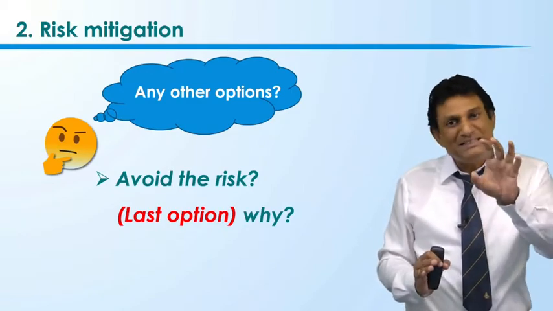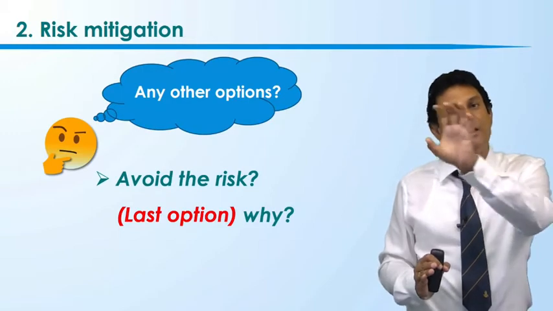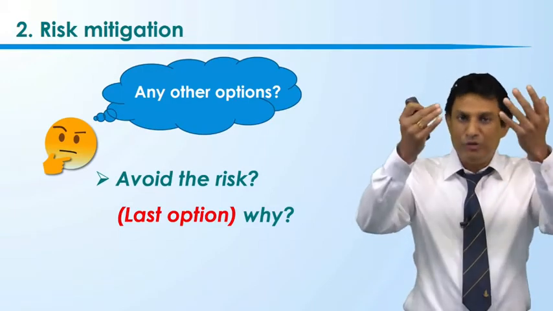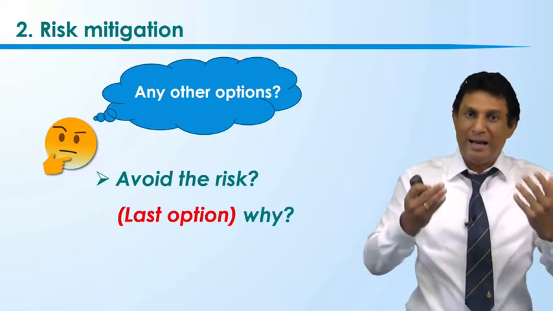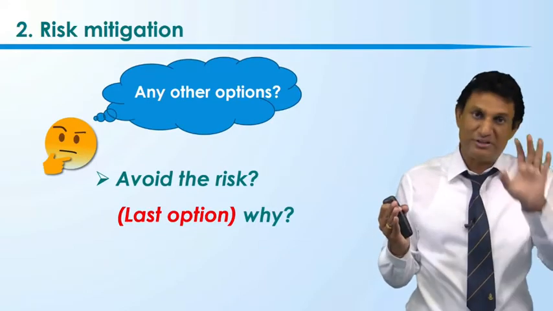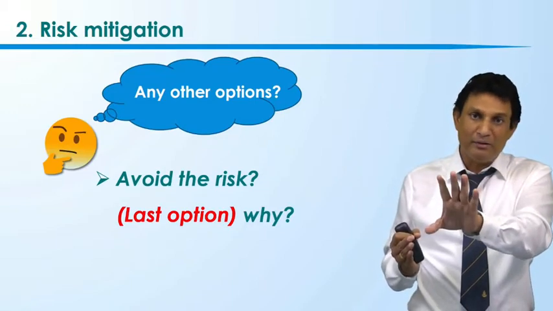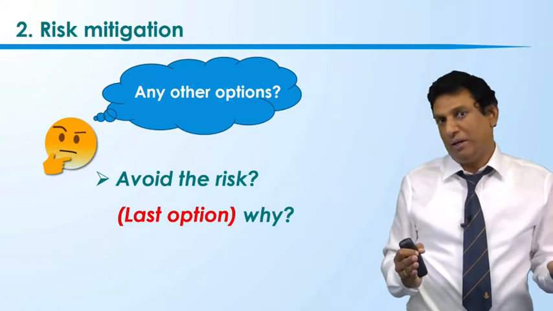Okay, what is the difference between eliminate the risk and avoid the risk? Eliminate the risk means we still go for e-banking and we come up with many controls and decide, okay, we don't have risk at all. That's eliminating. But avoid the risk means no, we don't do e-banking, but we do traditional banking only.